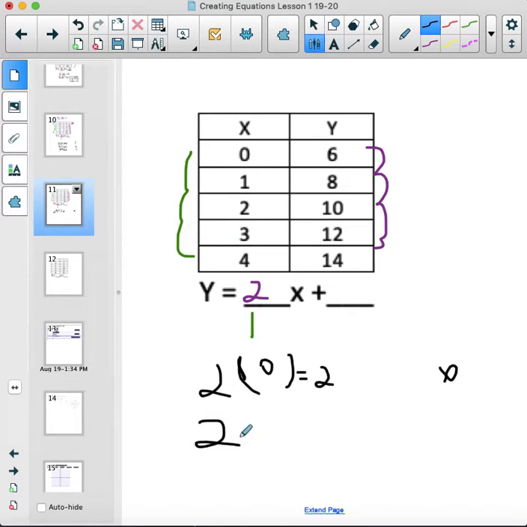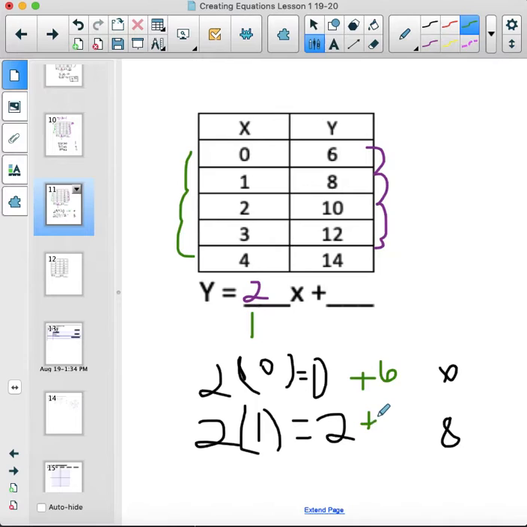If I plug in 2 times 1, oh my gosh. 2 times 0 is not 2. Sorry. 2 times 1 is 2, but I need 8. And then I can do 2 times 3, or 2 times 4, or 2 times 2. But either way, you see that I have to add something to it. How do I go from 0 to 6? I add 6. How do I go from 2 to 8? I add 6. So you need a plus 6 right here.